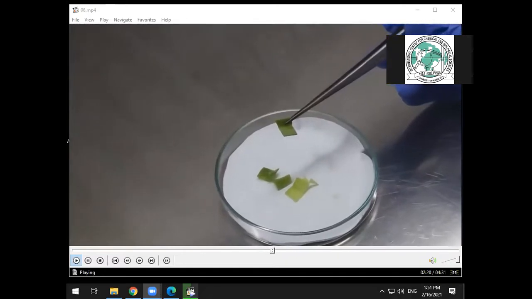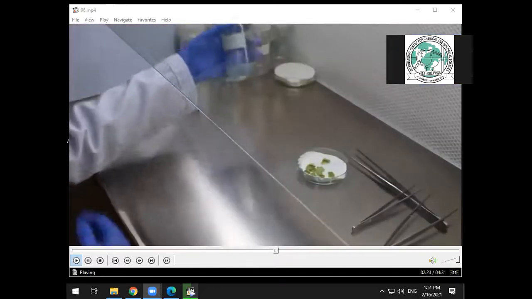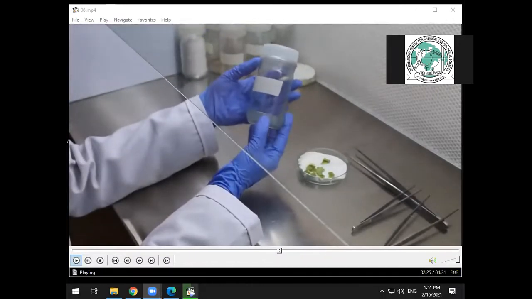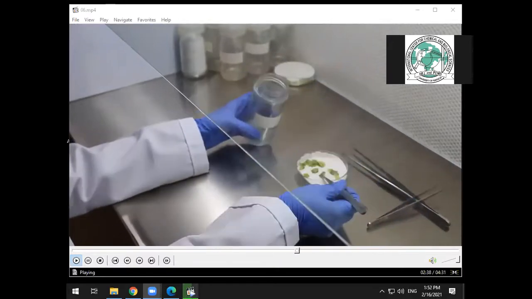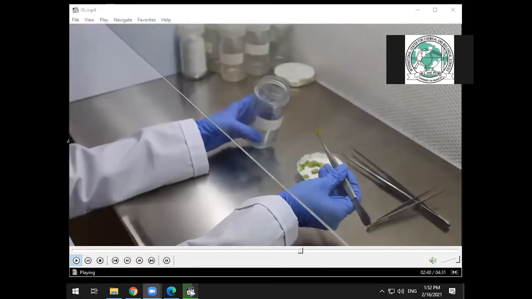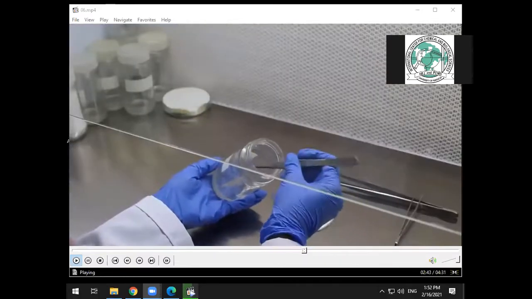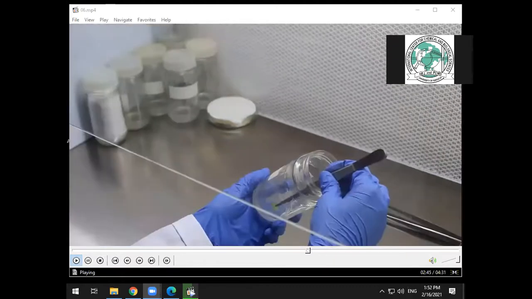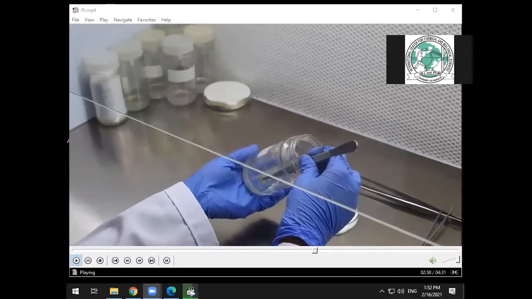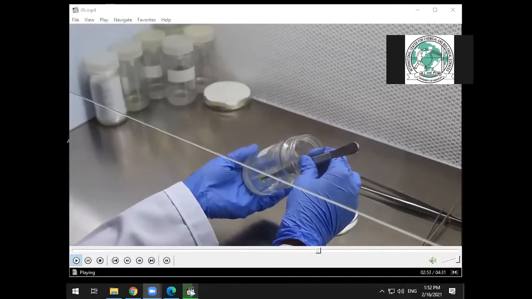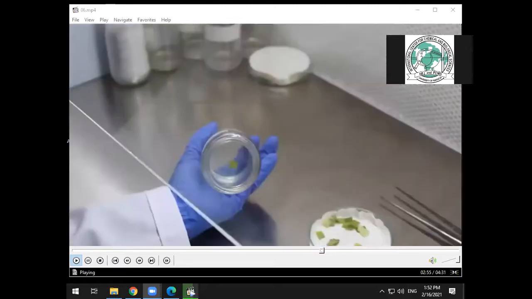Once the leaves have been excised, we will inoculate into fresh MS media. MS media contains different concentration of cytokinin and auxin. Inoculate 2 or 3 pieces into the jar and gently press on the explant with the help of forceps to ensure that they make contact with the media.